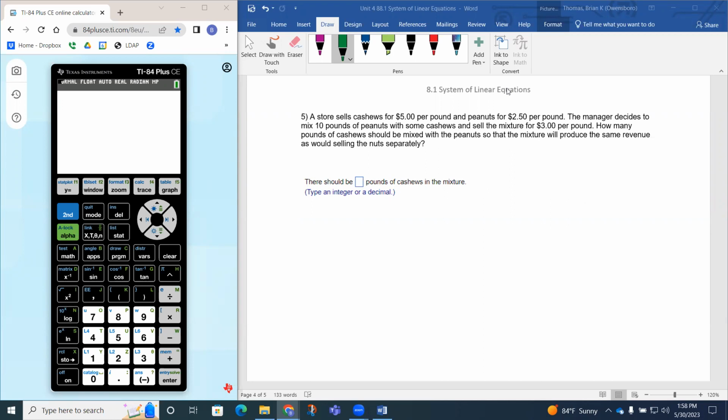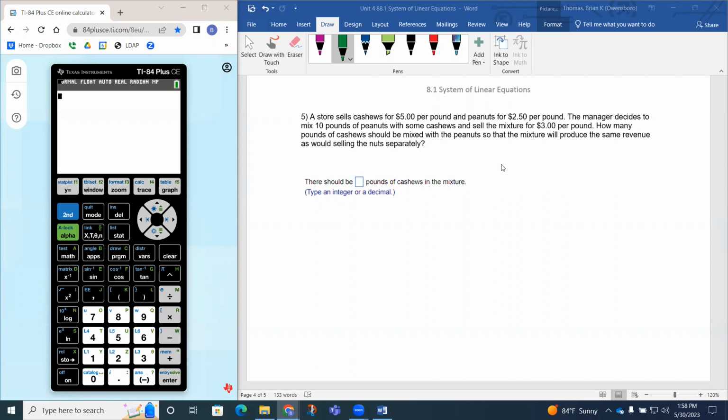So what we'll pick up on is he's mixed them, but notice it's only moving the price up to $3 per pound. So to me, it's going to be closer to the peanuts. There's going to be more peanuts than cashews would be my thinking. So what we're trying to do is figure out how many pounds of cashews are in the mixture.